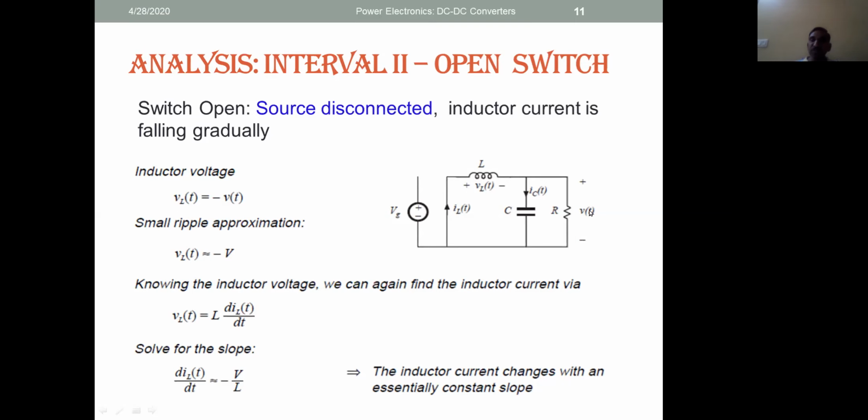So the inductor voltage is now minus v of t because this polarity is changed. So the ripple approximation will naturally be minus V. So knowing this inductor current, I can find out the voltage across the inductor like L di by dt, and the slope will be negative, minus V by L. Why? Because the inductor current is falling now. The inductor current is decaying in a negative direction towards 0, but may or may not reach 0, which is dependent on the off time of a particular switch.